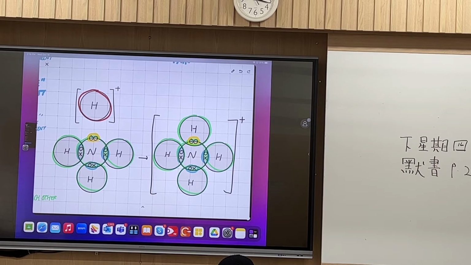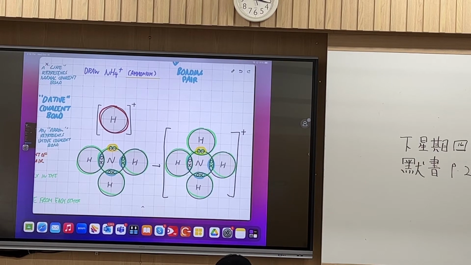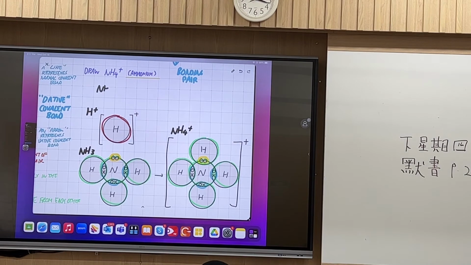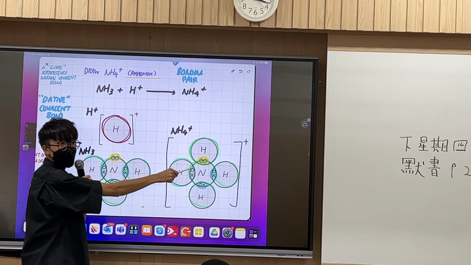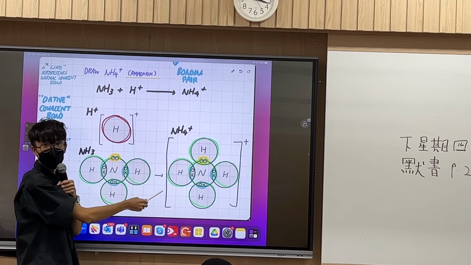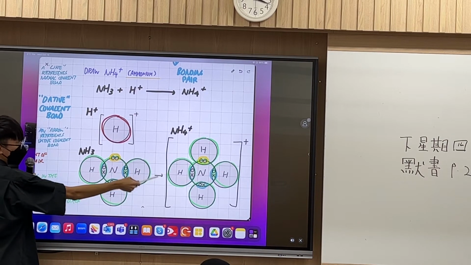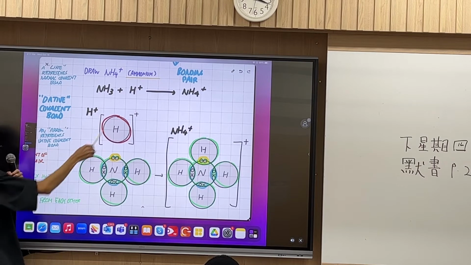What do we see now? We have ammonium ion. Can you write an equation describing this? This is H plus, this is NH3. Together they form NH4 plus. This may be one of the first equations that you will learn to write in Form 4. So write down NH3 and H plus gives NH4 plus. Are you all convinced that this is stable now? Why is it stable? Because everybody has a full shell. But before this reaction happened, H plus is not stable as it doesn't have a full shell.